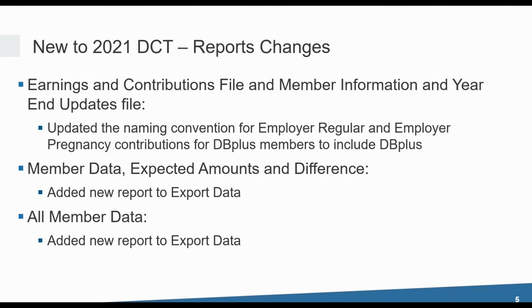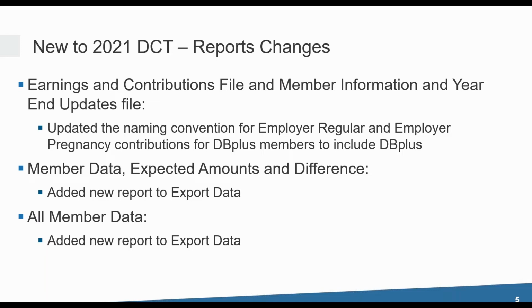This slide provides highlights of the DCT changes that we have made. Some of these changes have been made based on comments and suggestions from employers. On the earnings and contribution file and the year-to-date file, we've updated the naming convention for the predefined column names for employer regular and employer pregnancy contributions to include DB+. If your spreadsheets have any header columns, you may want to update them so it's easier to map during the import process.